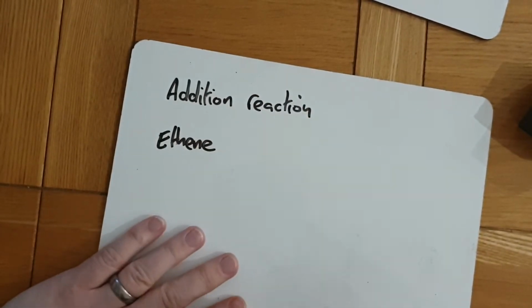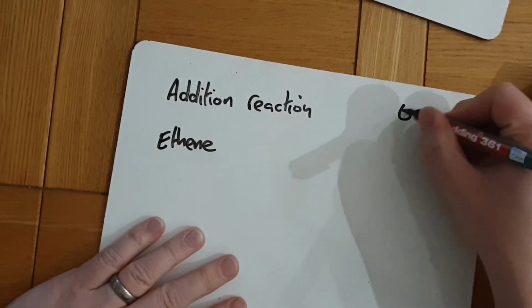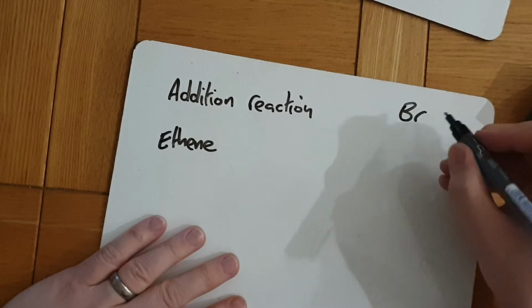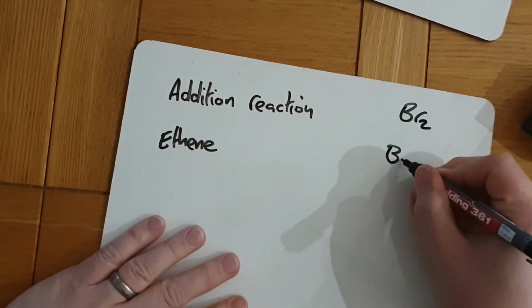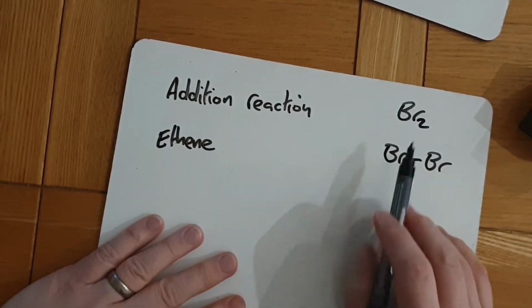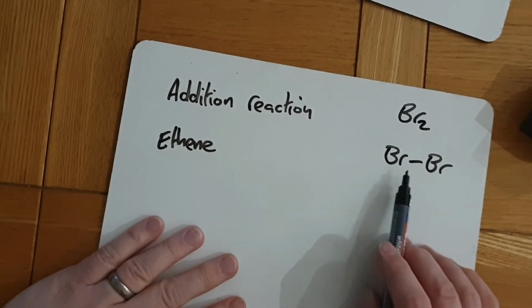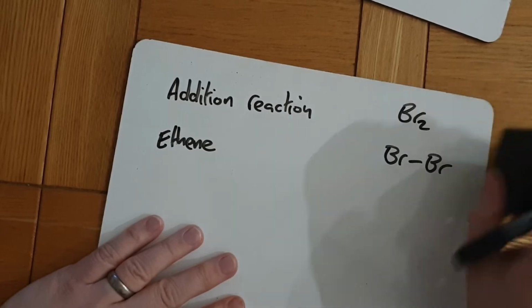And it's an addition of bromine. So bromine is a halogen, Br. It's in group 7, which means they go around in pairs. So it goes around as Br2. So how we would write that is Br bonded to a Br. So if you're doing it in a balanced chemical equation, you write Br2. If you're drawing it out, it would be Br bonded to Br.